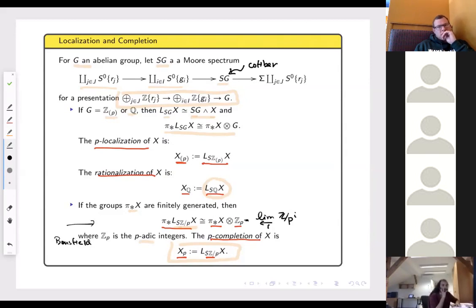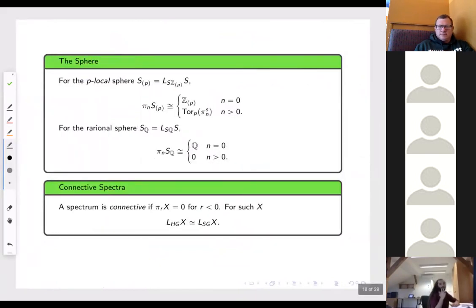These localization functors are going to be around for the rest of the lectures. So let's talk a little bit just about the sphere. S_P is the P local sphere by the definition we gave before, and it's this localization. Its homotopy groups in degree 0 are the P local integers, the integers in Q whose denominator is not divisible by P. In degrees bigger than 0, you just take the P torsion, the P power torsion in the stable homotopy groups of spheres, so anything that's annihilated by some power of P.